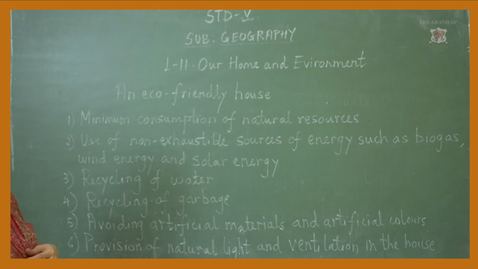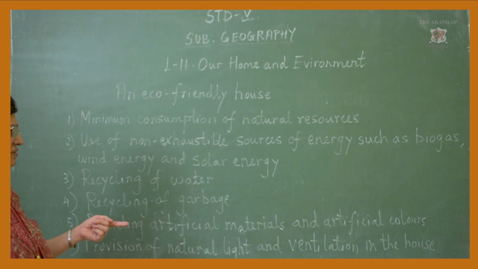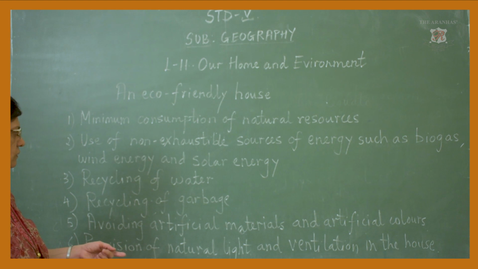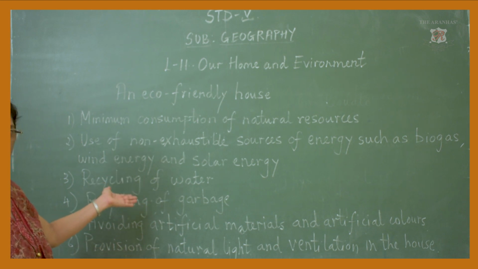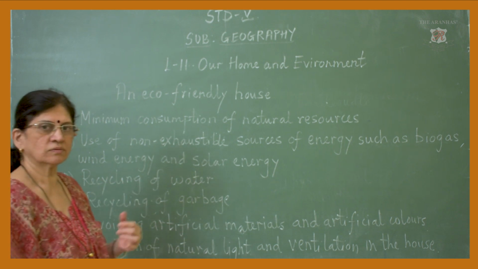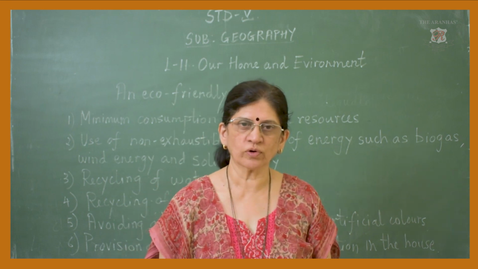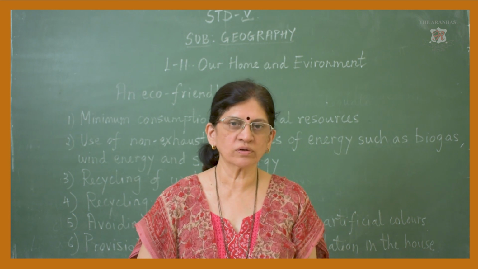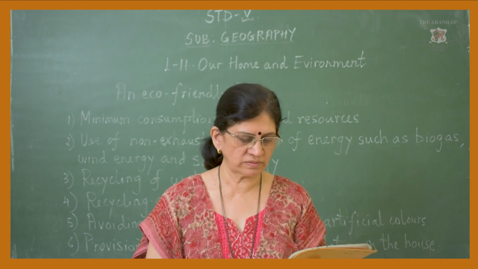Minimum consumption of natural resources, use of non-exhaustible sources of energy such as biogas, wind energy and solar energy, recycling of water, recycling of garbage, avoiding artificial materials and artificial colors, provision of natural light and ventilation in the house. Now, recycling of garbage means the wet garbage is used for preparing biogas, and the dry garbage like plastic is also used. They can build walls also with plastic. Plastic bottles are used to make walls.